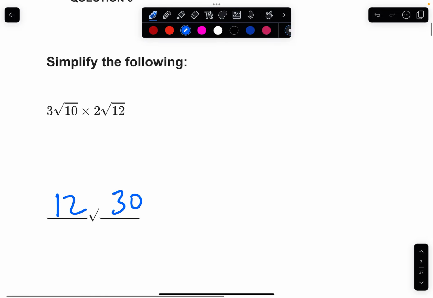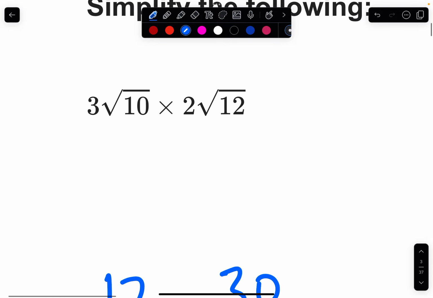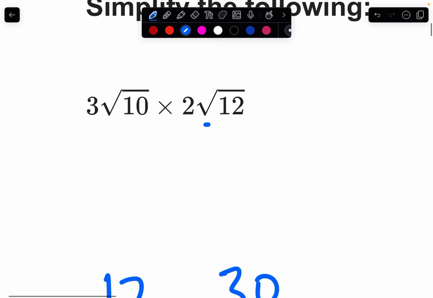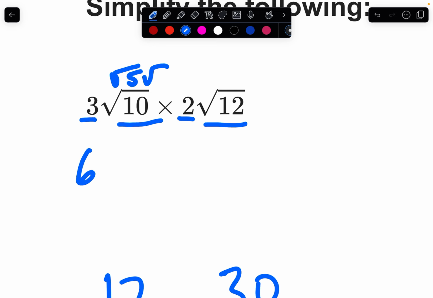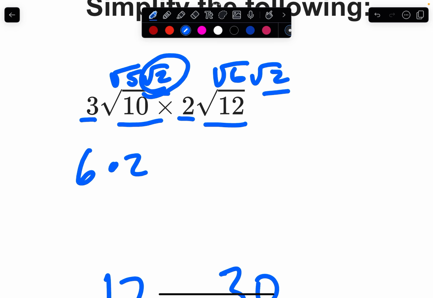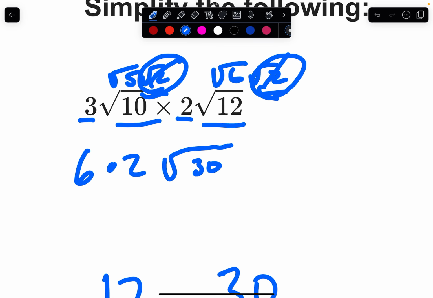Next question. Every time you do a problem like this, whether it's division or multiplication, it is always easiest to look for common factors. We'll go ahead and do the 3 times 2. Whole number 3 times whole number 2 is 6. And then root 10 is the same as root 5 times root 2. Root 12 is the same as root 6 times root 2. There is a common factor 2, which becomes whole number 2. Root 2 times root 2 is whole number 2. So those are out. And we're left with 5 times 6, which is root 30.